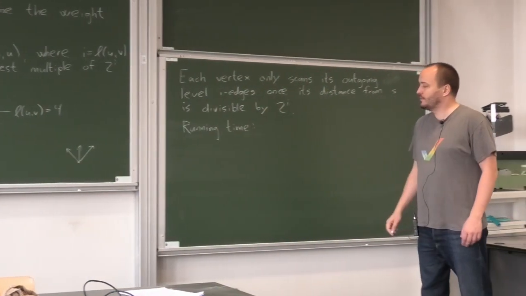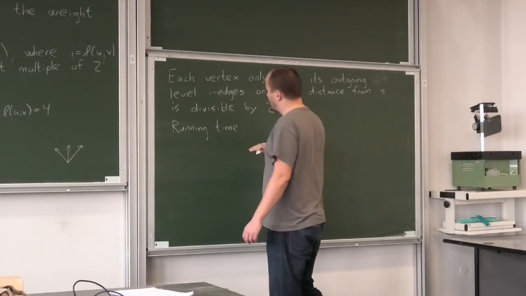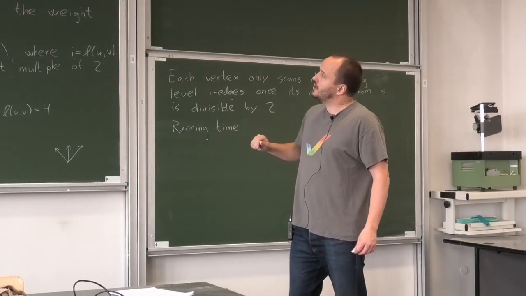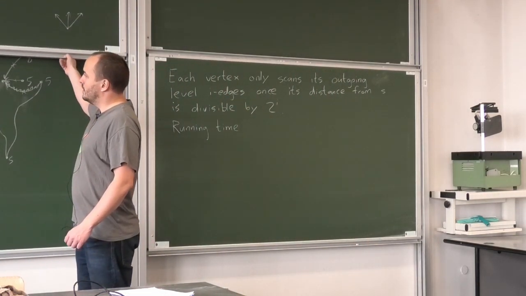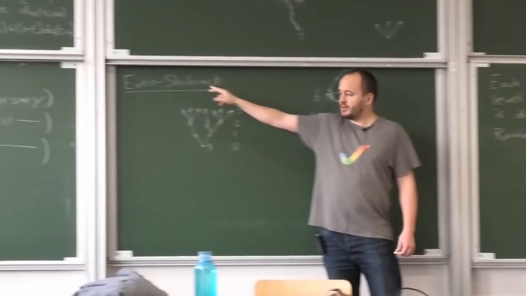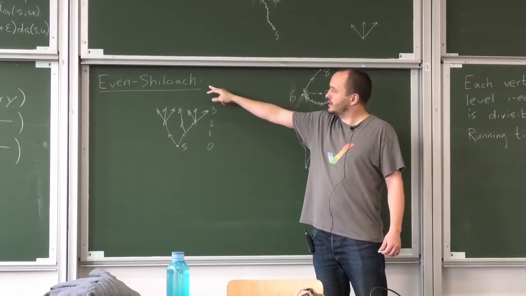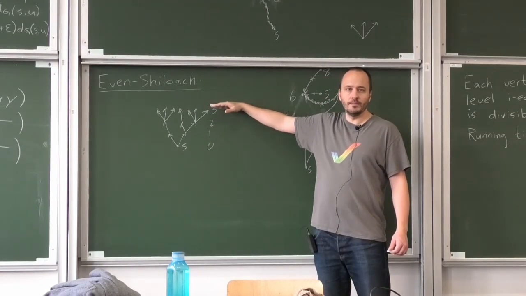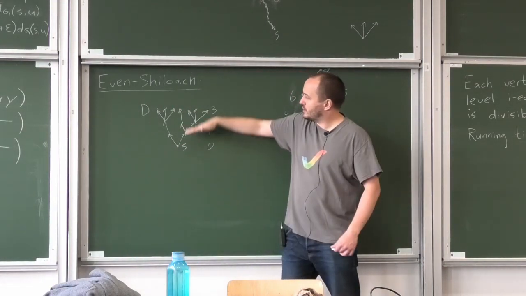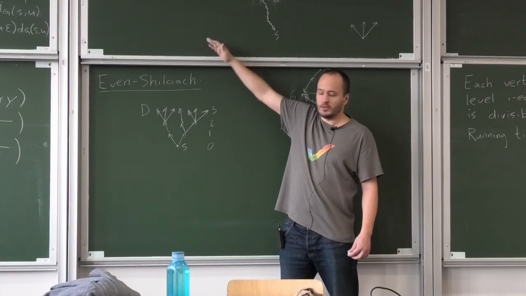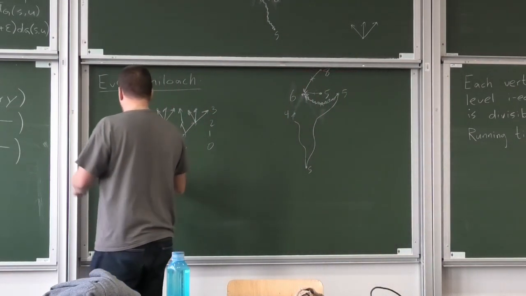So what is the running time? So let's look at this. By the way, I should say, maybe this is an important point to mention. Let's just go back to Even-Shiloach briefly. Because we're going to need this in a moment, suppose you only want to maintain distances up to level D with Even-Shiloach. So suppose that you don't care about distances up to level n-1, just to level D. What will be the running time of Even-Shiloach?